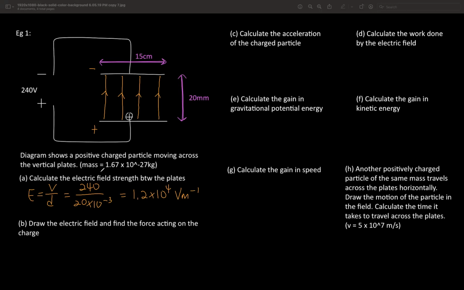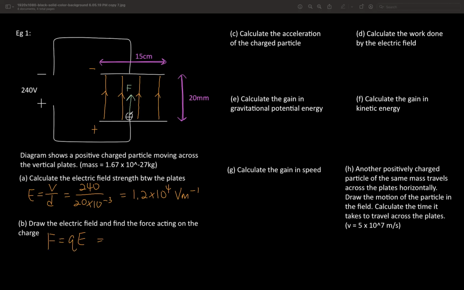Okay, B, draw the electric field and find the force acting on the charge. So we have drawn the electric field, and how about the force acting on the charge? We first label the direction. This is a repulsion. The force is always labeled in the same direction as the electric field if it is a positive charge. If it was a negative charge, the force would be the opposite. To find the force, we already have the electric field strength, so we use F equals QE.